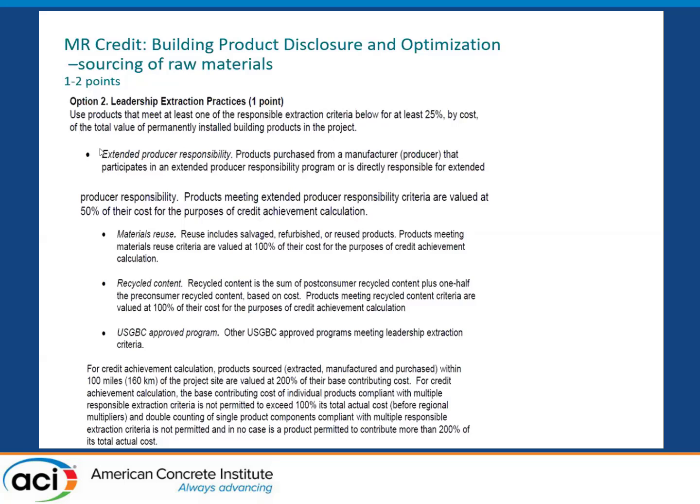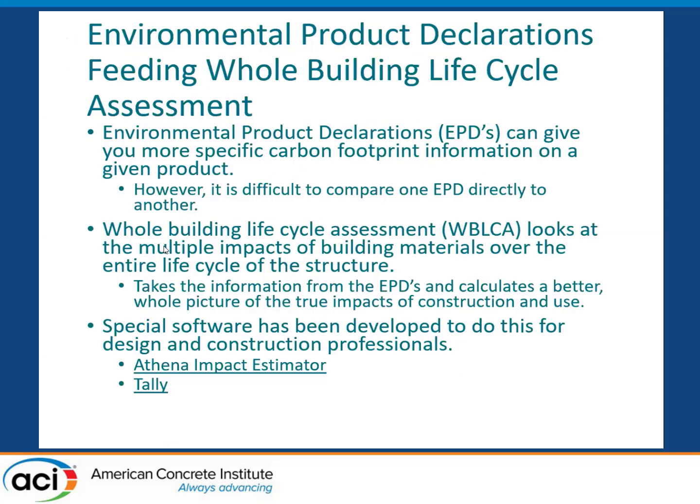One of the other things that they also have, which was in the existing one from before in version 3 and in version 2, was the material reuse. Recycled content have now been combined into one area, so that you could still get a credit for that, and extended producer responsibility could also be in that credit. So the recycled content is still there. The regional content, however, has been changed.